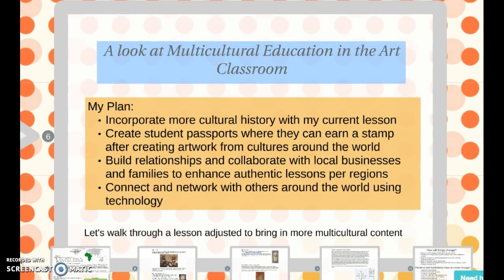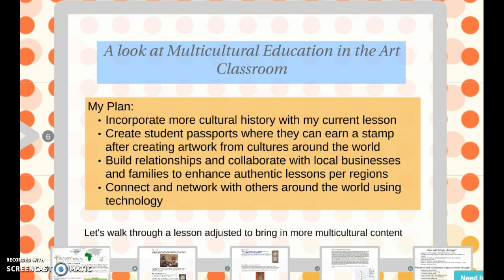This is a look at what multicultural education will look like in the art classroom, springing off of advisory. My plan is to incorporate more cultural history into my current lessons, so I'm not necessarily creating new lessons. I'm just looking at a way to rework what I currently have to bring in different areas around the world. Create student passports where they can earn a stamp after creating artwork from cultures around the world. Build relationships and collaborate with local businesses and families to enhance authentic lessons per regions, and then connect and network with others around the world using technology.